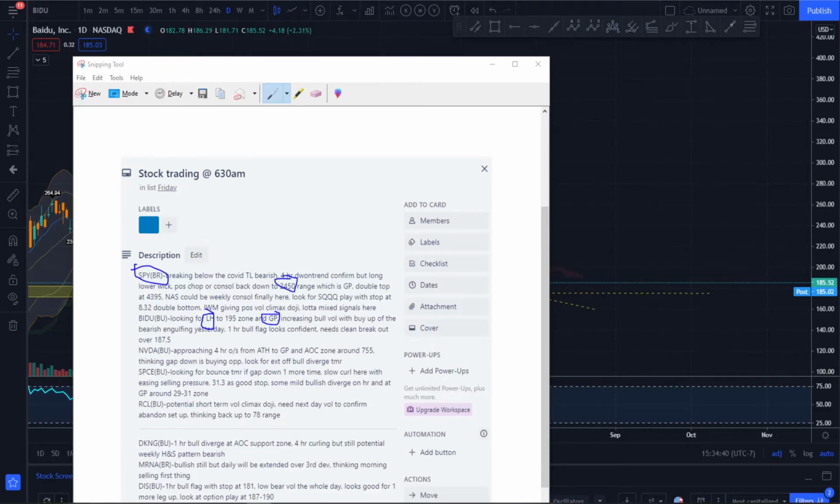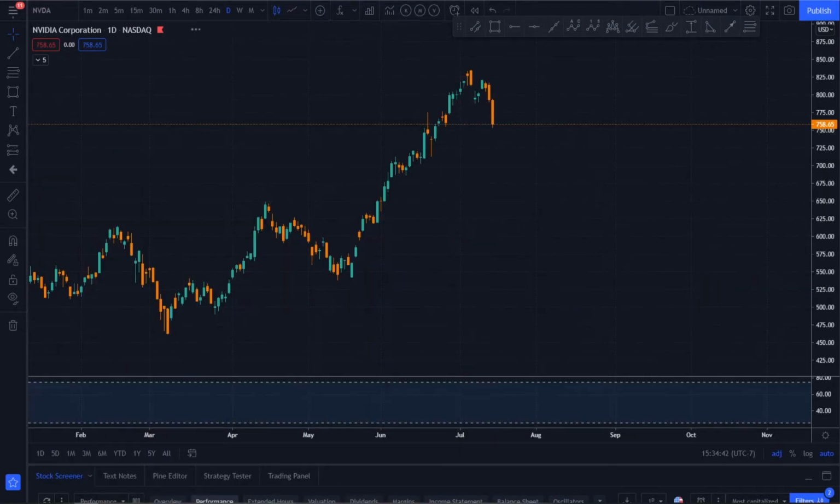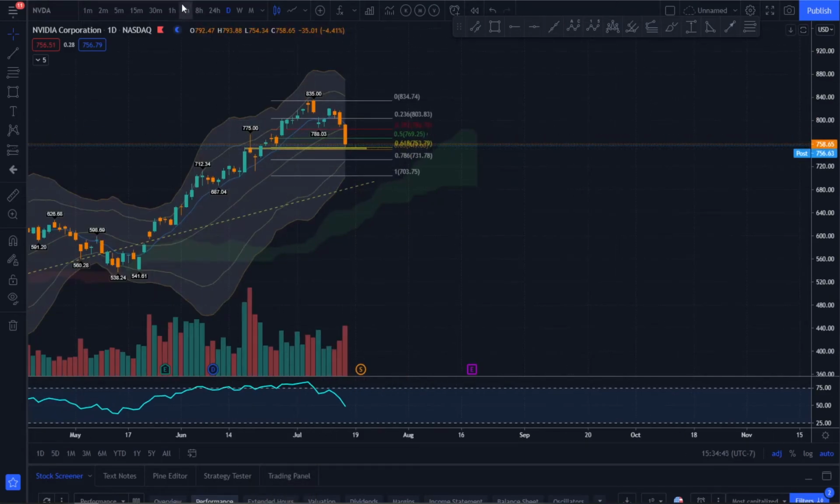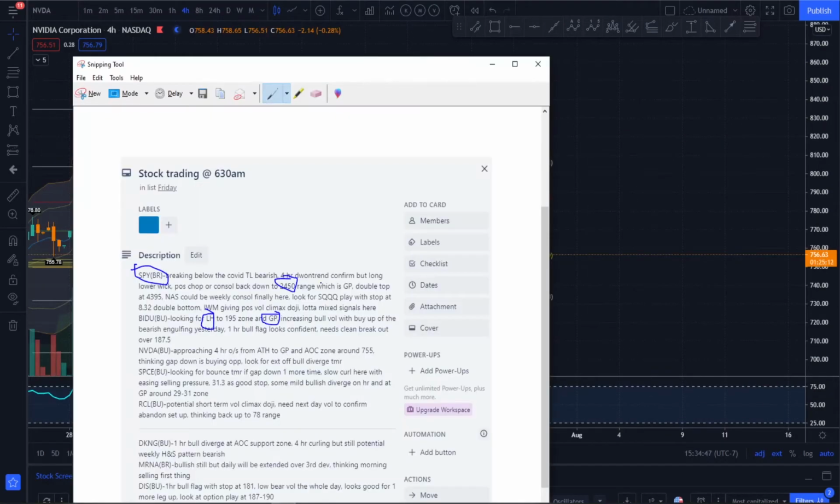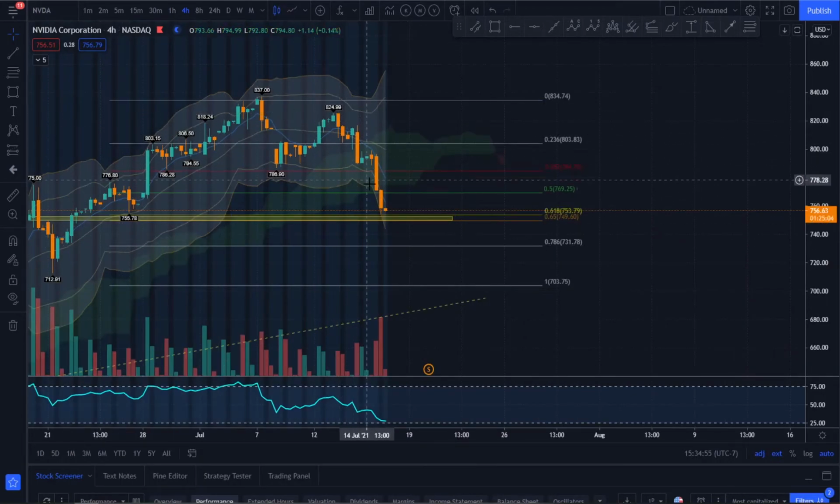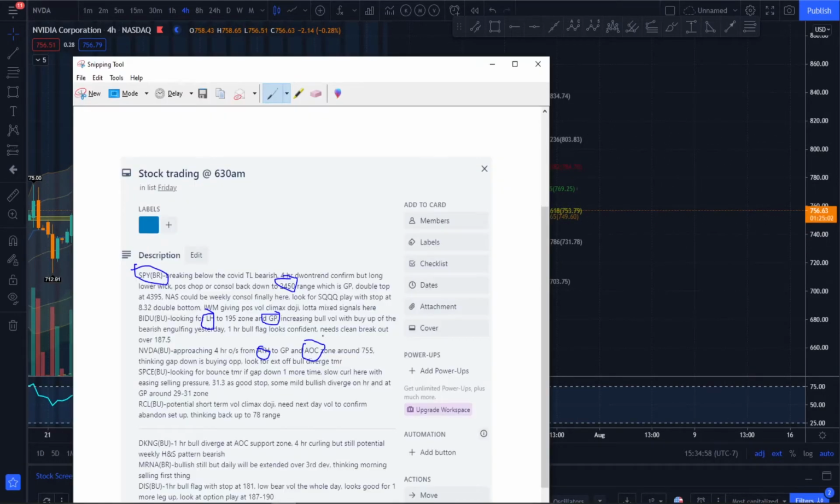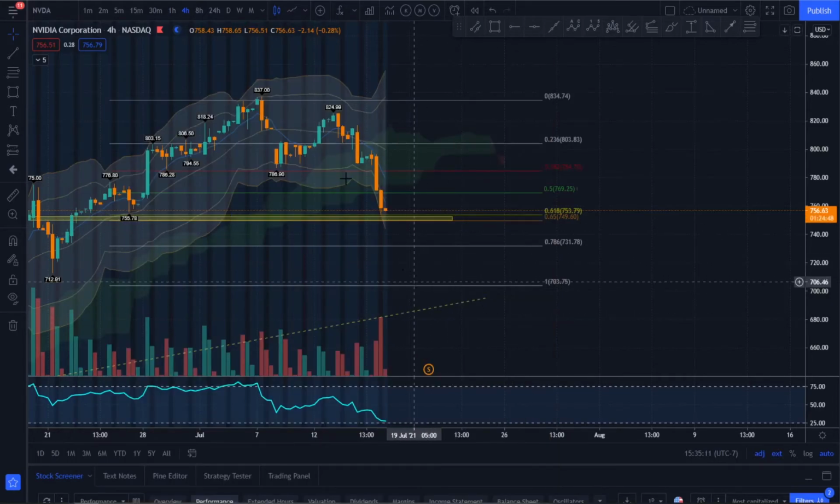The next thing is I have NVDA. With NVDA, I'm watching for a possible 4-hour oversold bounce from all-time high to the golden pocket, area of confluence zone. Coming down here, area of confluence around 755, and I'm thinking maybe there's a gap down opportunity to buy. So buying opportunity, and looking for the extended time frame off a bullish divergence tomorrow.